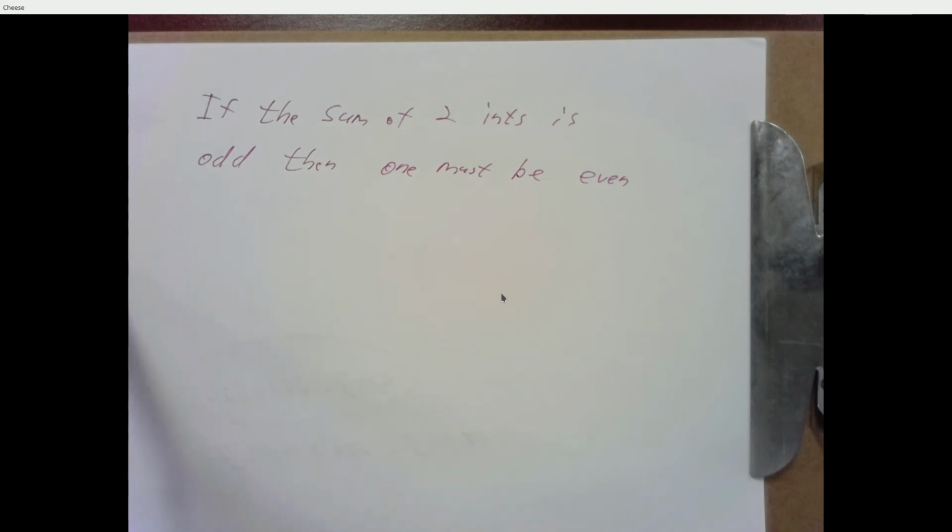All right, so we've got a minute left, so let me chime in here. This is an if-then statement that we're asked to prove. If P, then Q. P is the hypothesis, Q is the conclusion. The hypothesis is the sum of two integers is odd. The conclusion is one of those integers must be even. So to do an indirect proof, your first step is to negate the conclusion. What's the negation of that? Neither of them can be even, so they both must be odd.